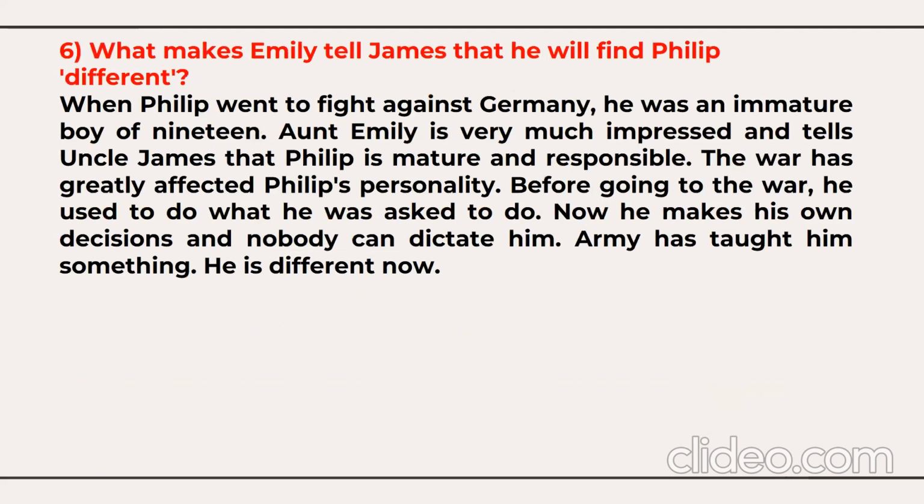Question number 6: what makes Emily tell James that he will find Philip different? When Philip went to fight against Germany, he was an immature boy of 19. Aunt Emily is very much impressed and tells Uncle James that Philip is mature and responsible. The war has greatly affected Philip's personality. Before going to the war, he used to do what he was asked to do. But now he makes his own decisions and nobody can dictate to him. The army has taught him something. That's the reason that he's different now.